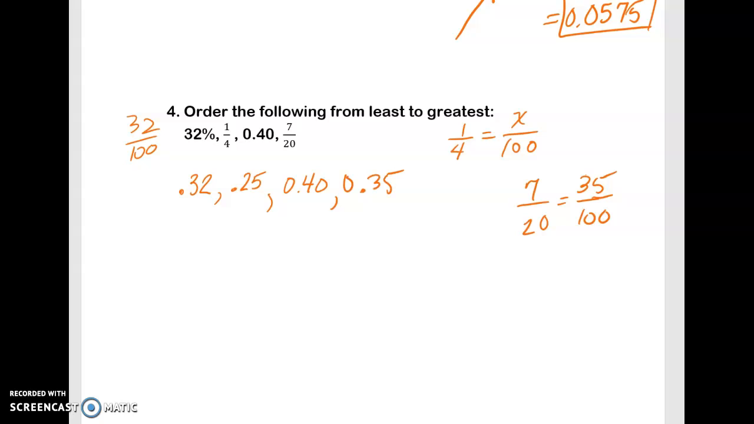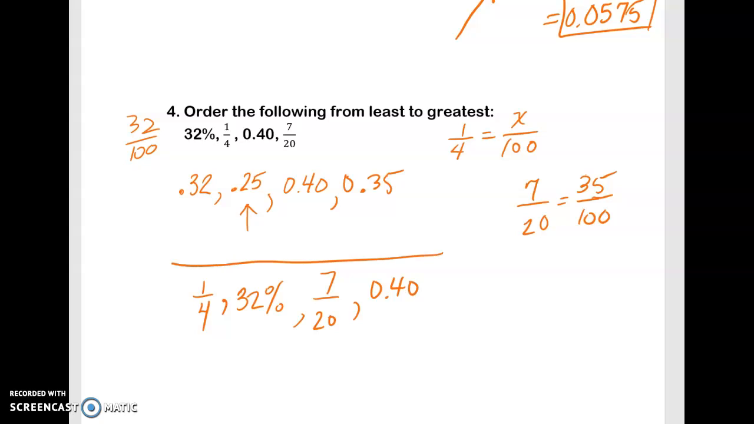Now we can order them. I'm noticing that this will be the first one. That's the least, so I have 1/4 as my least. Then the 32% is my second one. 7/20ths is my third, and the 0.40 is my largest. So that's the order from least to greatest.